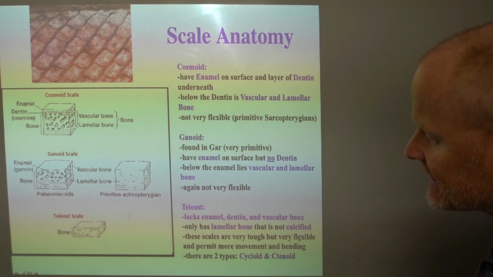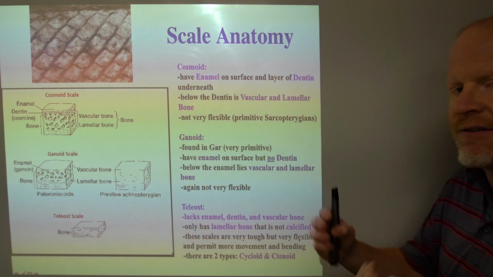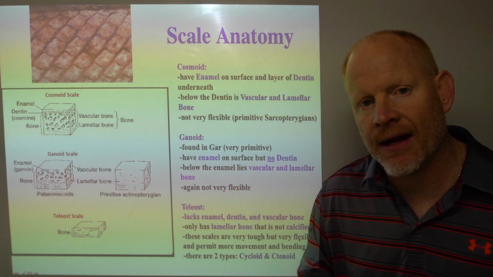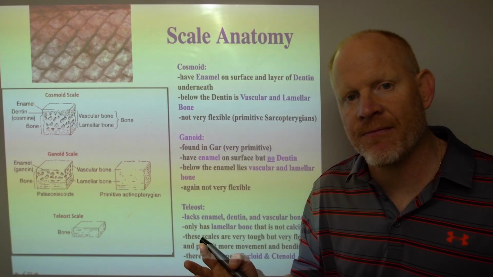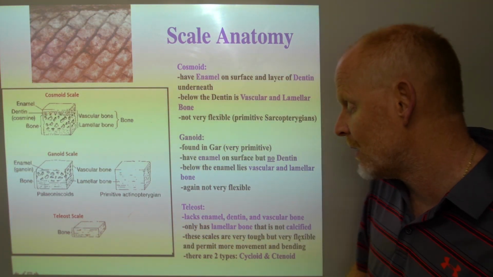In the teleost, what you're left with is just lamellar bone. It's not calcified. You remove the dentin and the enamel, and now we have a very flexible scale that allows the fish to bend their bodies much better and to move much easier or more freely, if you will, within the watery environment.